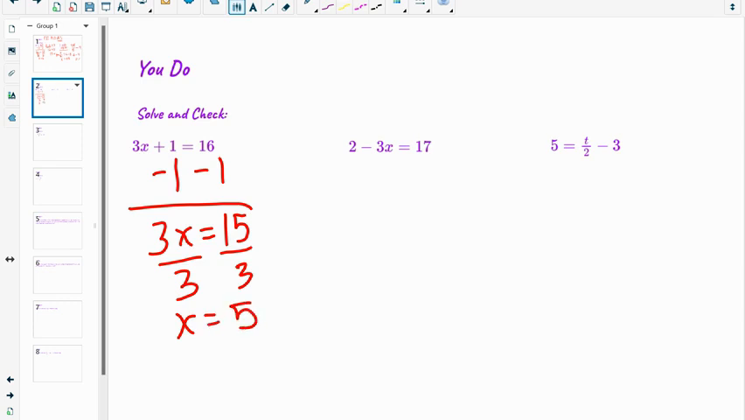Not as much room on this page, but we'll go ahead and check anyway. 3 times 5 plus 1. We know that 3 times 5 is 15. And then plus 1 is 16.